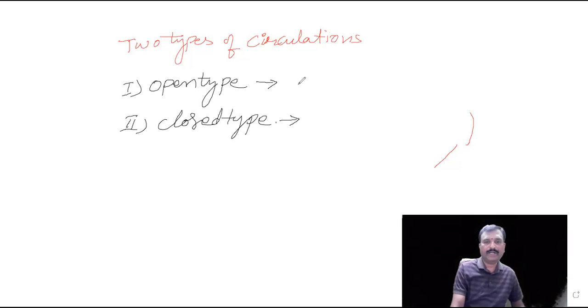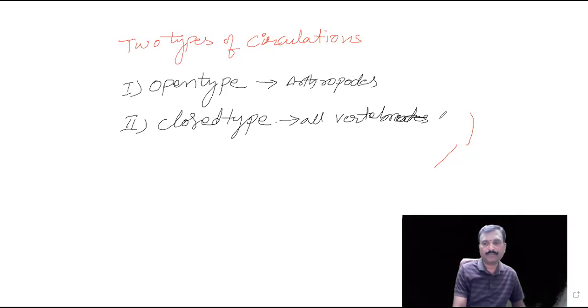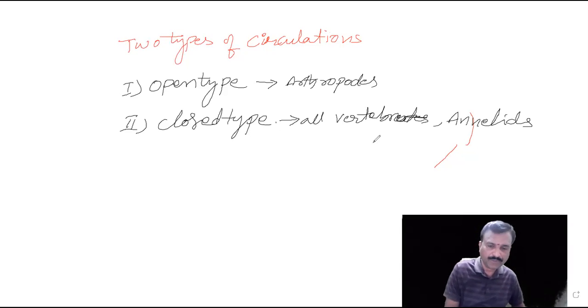Open type, cockroach means arthropoda, arthropods. And closed type, approximately all vertebrates and annelids like animals. Only a few examples I'm giving here.